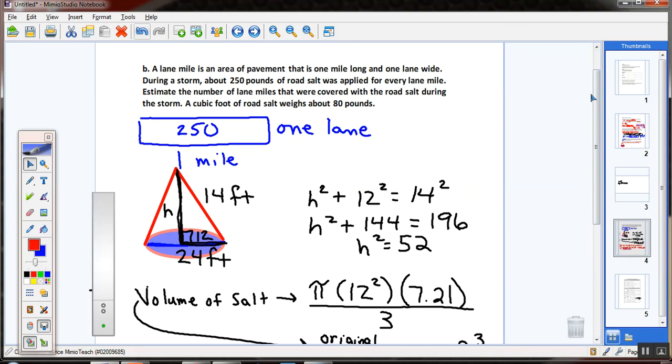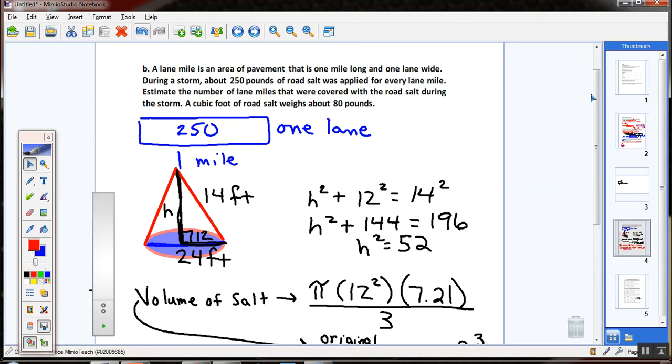Estimate the number of lane miles that were covered with the road salt during the storm. Okay, 1 mile of one lane. How many pounds of salt does it take? 250, okay? It also says right here, they give us a little conversion factor.